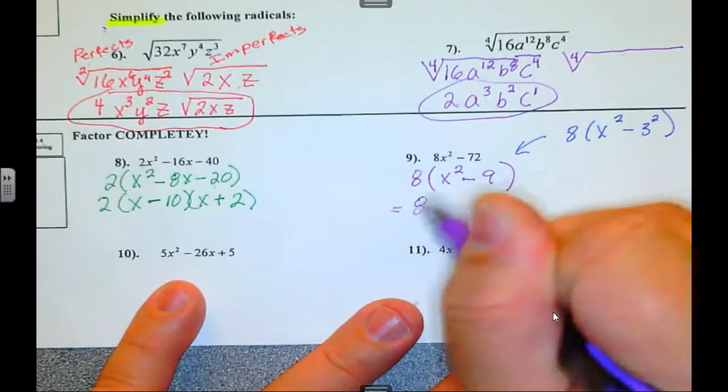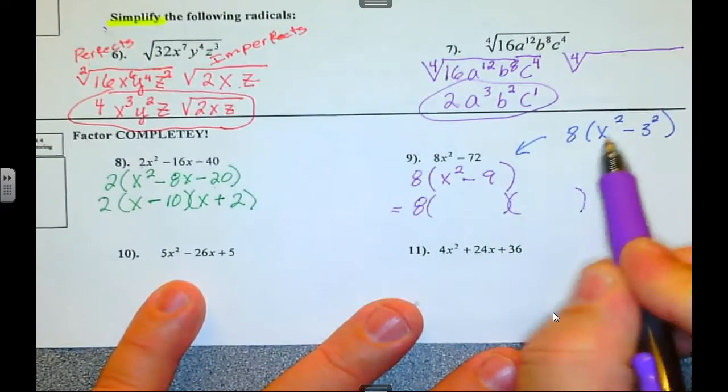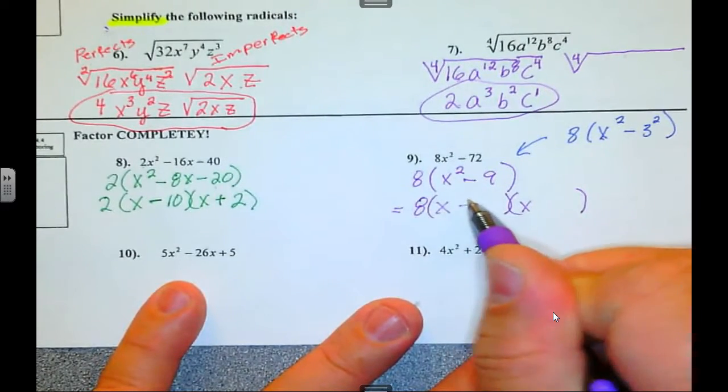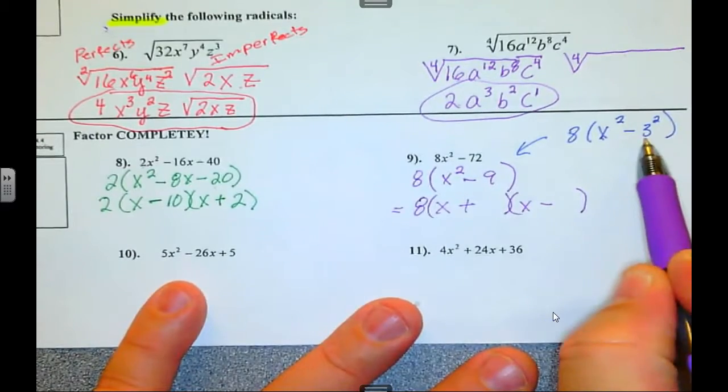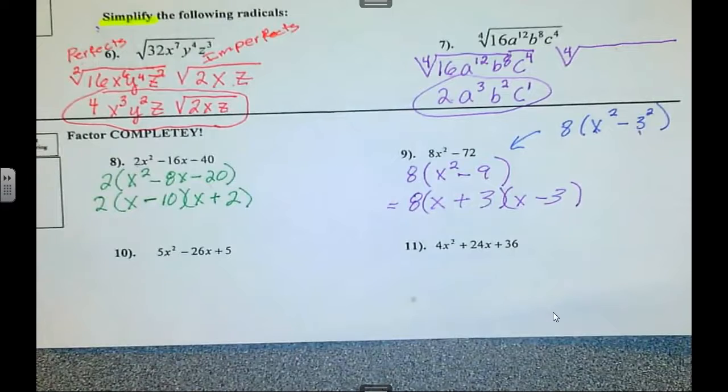So I have my 8. Don't put the 8 inside any parentheses. Just keep it outside. I have an x for a base. My formula says plus minus. And my other base is 3. That's it.